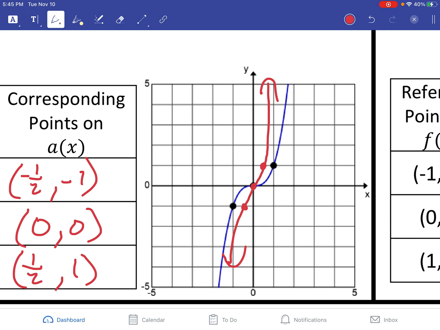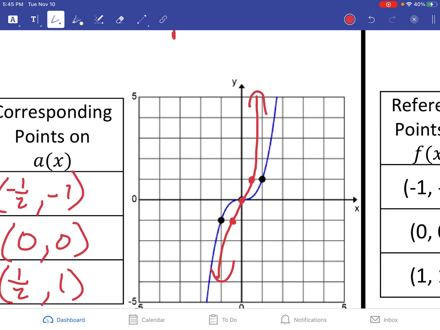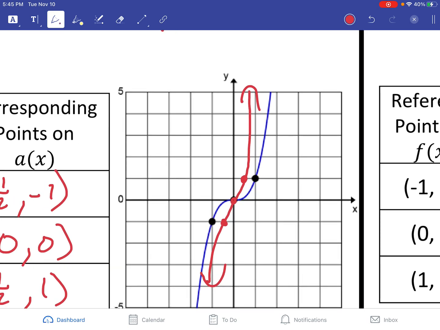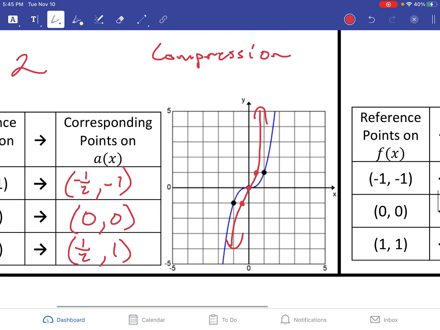All right, so we shrink along the x-axis. Okay, and the last one that we just did before this one, it shrank along the y-axis, so it made the points go down. This one's going to make the points go in towards the vertex, or the middle point of the graph.